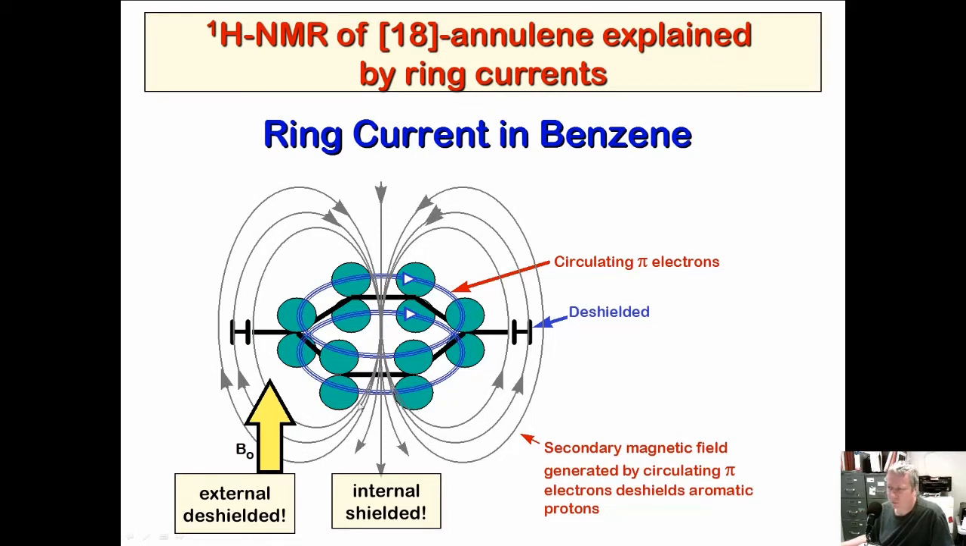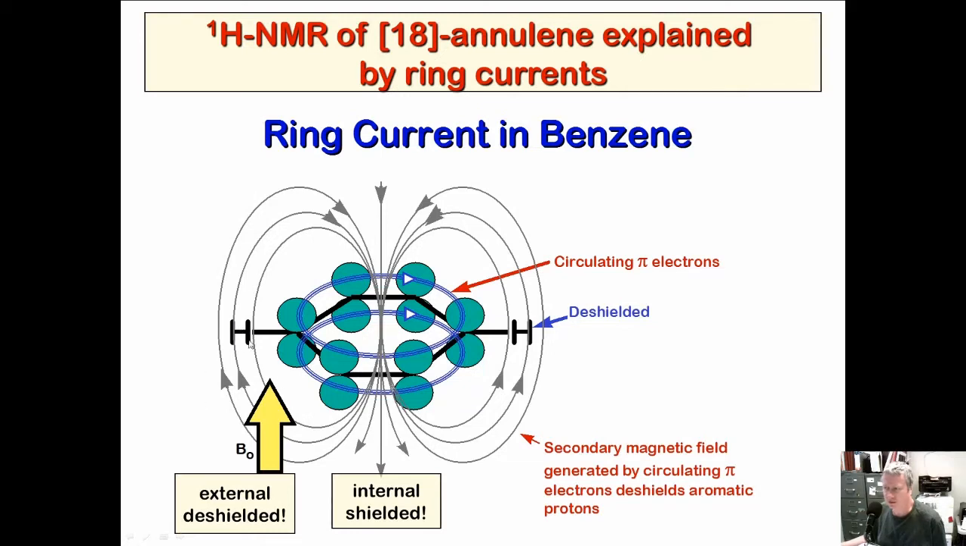The middle of the ring is shielded: the looping effect of the electron cloud shields the inside of the benzene from the effect of the magnetic field, right? But that loop continues around, and the protons on the outside of the benzene are not shielded, they're actually deshielded, right? Remember that? That's how we explained why the protons on the outside of a benzene are deshielded. The inside is shielded, the outside is deshielded, right?